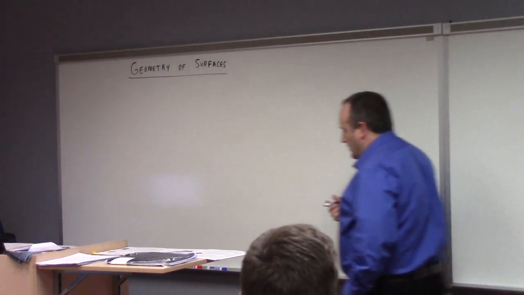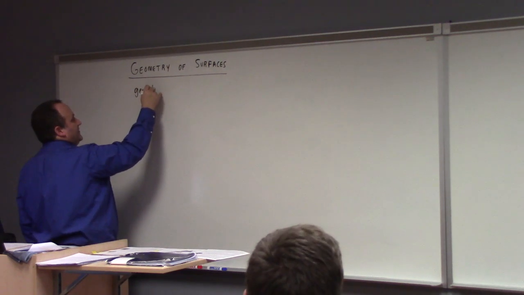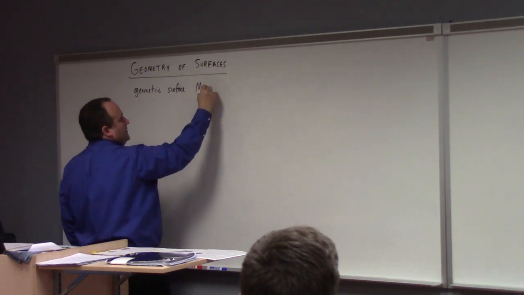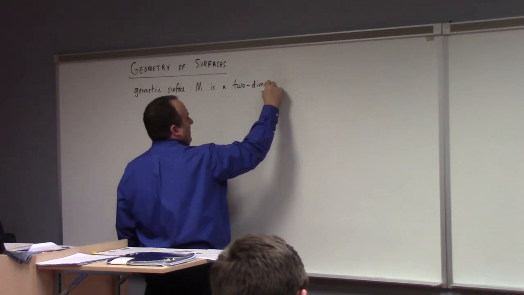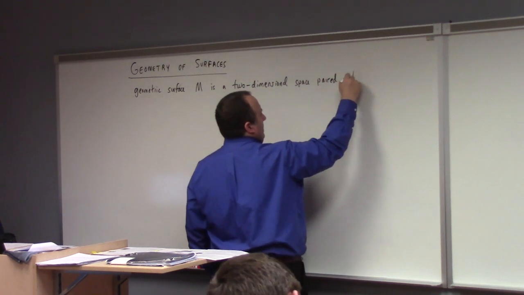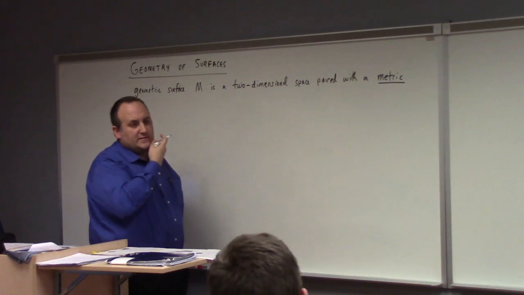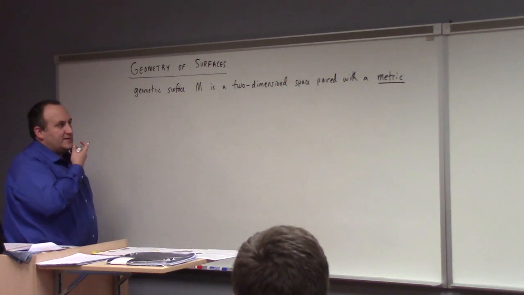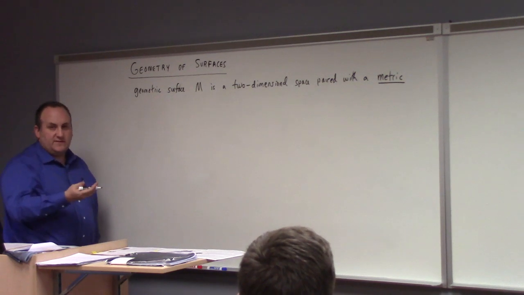But let me just explain to you, what is a geometric surface? A geometric surface is a two-dimensional space paired with a so-called metric. So a metric is something that allows you to measure the distance between points. And typically the metric is described infinitesimally. All right, so probably the best thing for me to do is give you some examples of this.